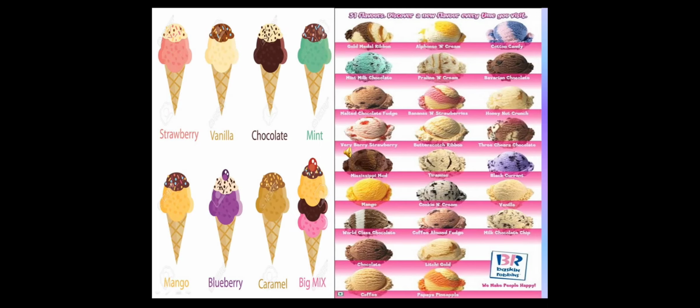As you can already see, there are 2 pictures in front of you. The picture on your left hand side is the one where you get to see the most common flavors available in our country. So strawberry, vanilla, chocolate, mint, mango, blueberry, caramel and Big Mix. These are the different flavors that we find most commonly in all ice cream shops. Now Big Mix is an ice cream which has multiple mounds or multiple flavors of ice cream on a single cone.